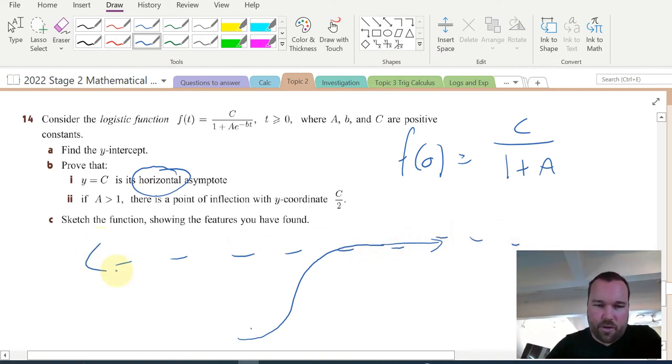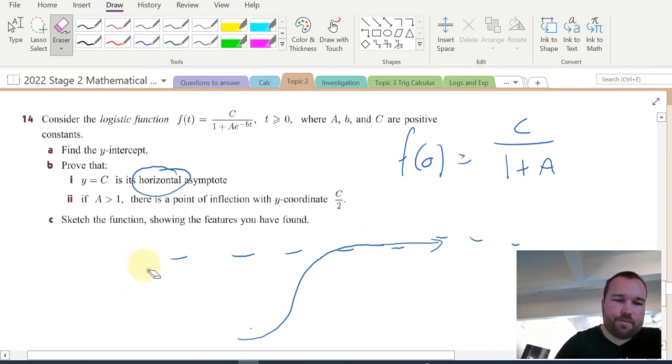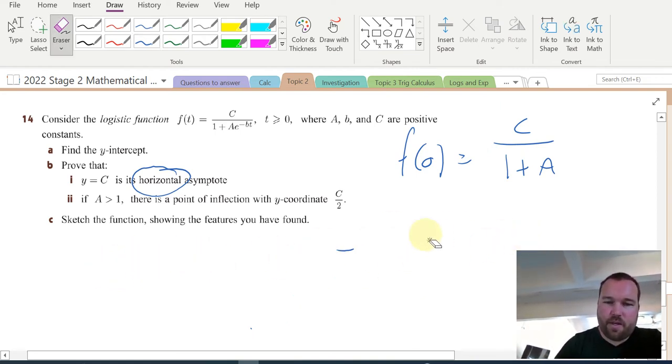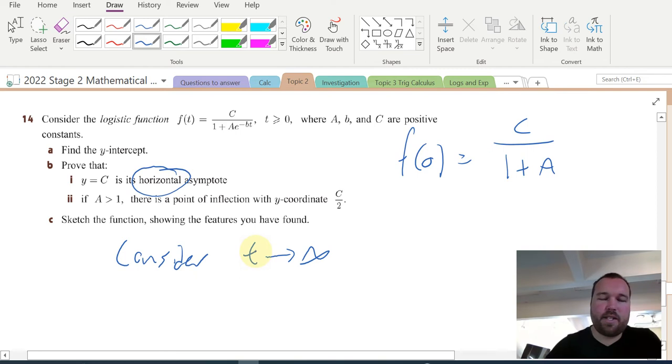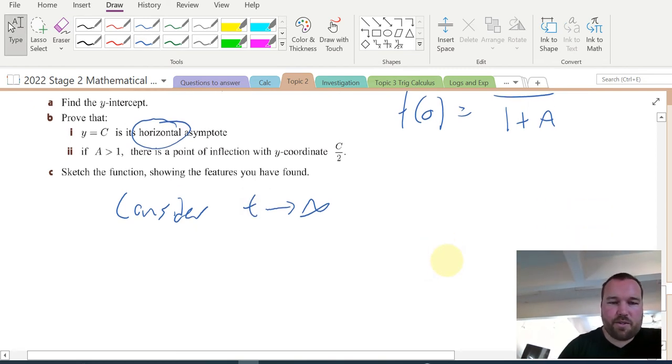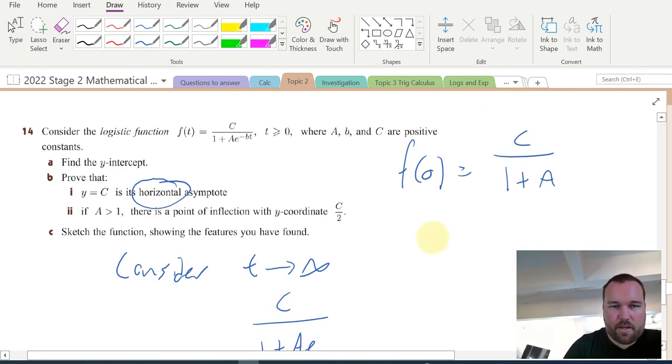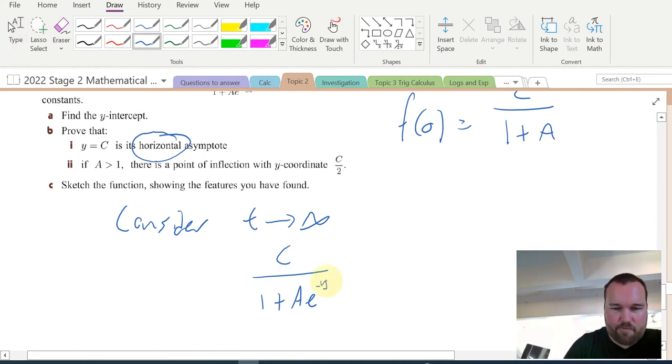So to prove this, what we need to do is consider what happens when x goes towards infinity. Not x, t. When t goes towards infinity. It's on the x-axis. So what happens when t goes towards infinity? Well, we have c on 1 plus ae to the minus bt.